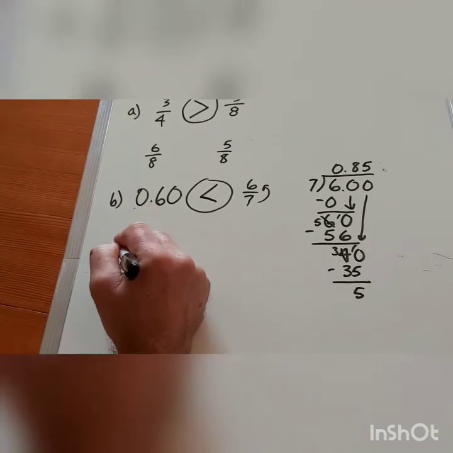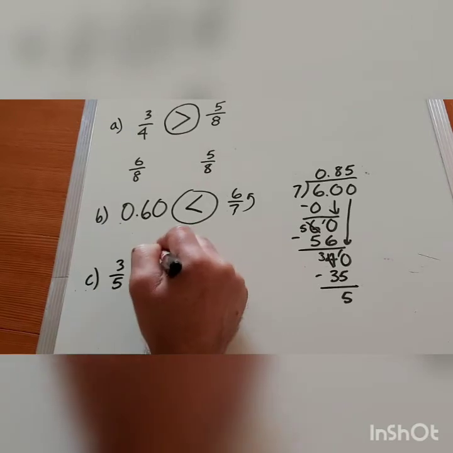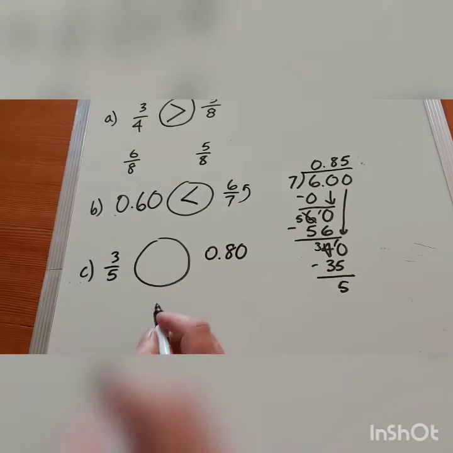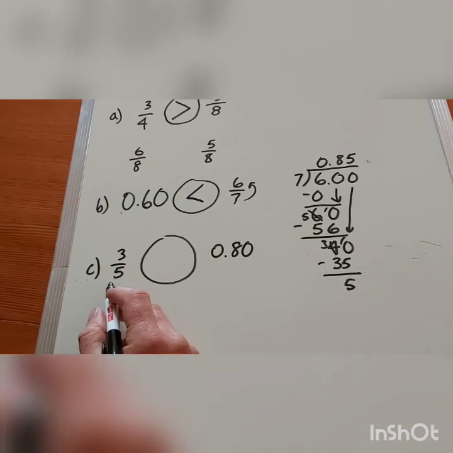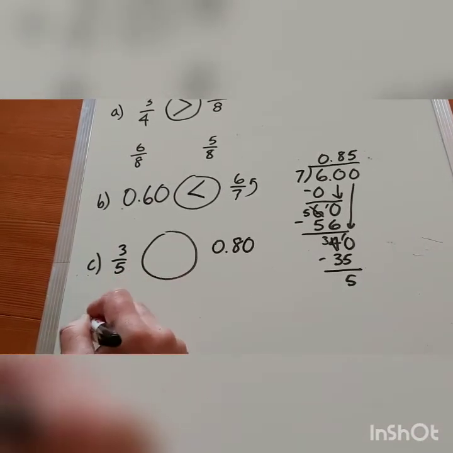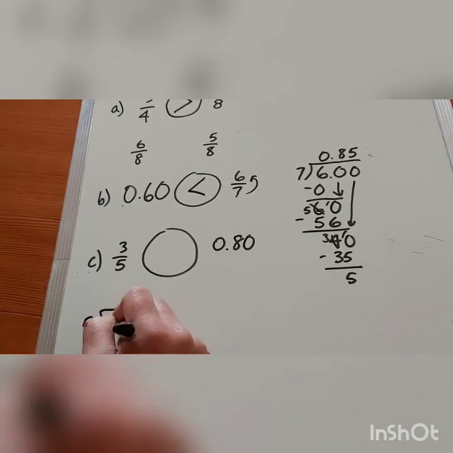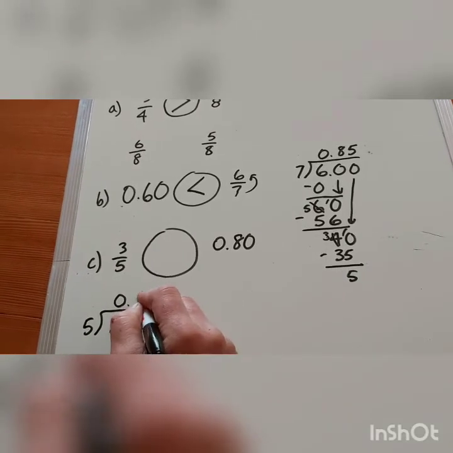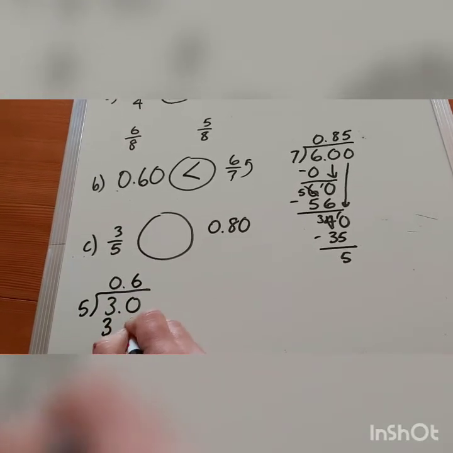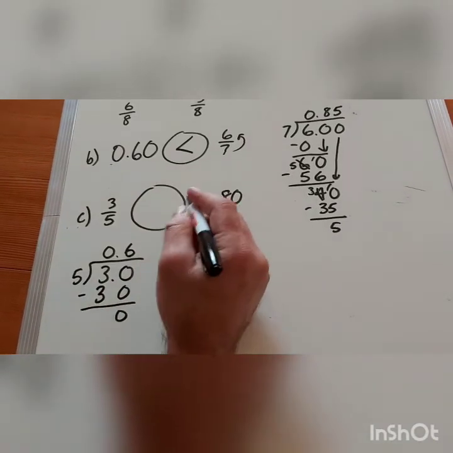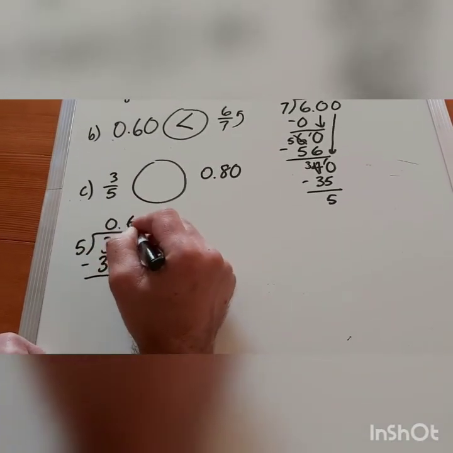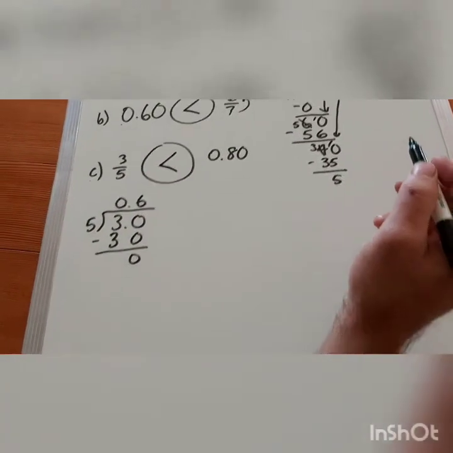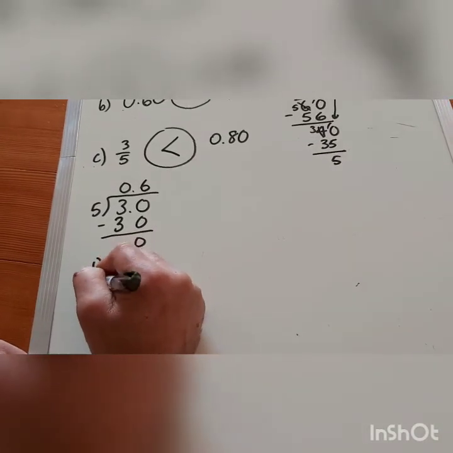For question C, we have 3/5 compared to decimal 0.8. We're going to do the same thing here. We're going to convert the fraction into a decimal. So we're going to divide 5 into 3, which goes 0. Add our decimals. 5 into 30 goes 6 times. We multiply that. So we can see that 0.6 is definitely less than 0.8.